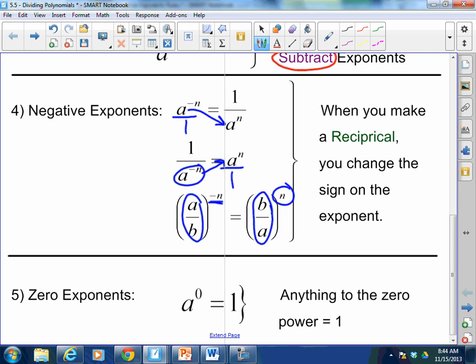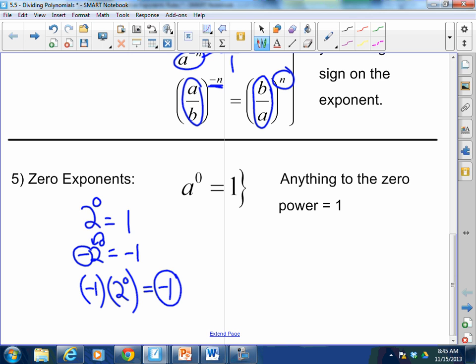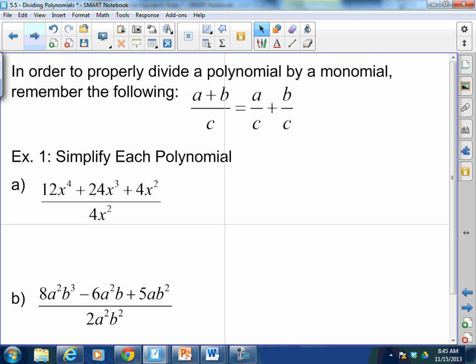And anything to the 0 power is 1. Please remember though, if I have 2 to the 0, okay, that's 1. But if I have negative 2 to the 0, that's negative 1. Why? The 0 is only affecting the 2, and this negative is a negative 1 that is being multiplied to the 2 to the 0 power, so that's going to be negative 1. So hopefully that gets the juices flowing in your brain, and we can focus on the next lesson.